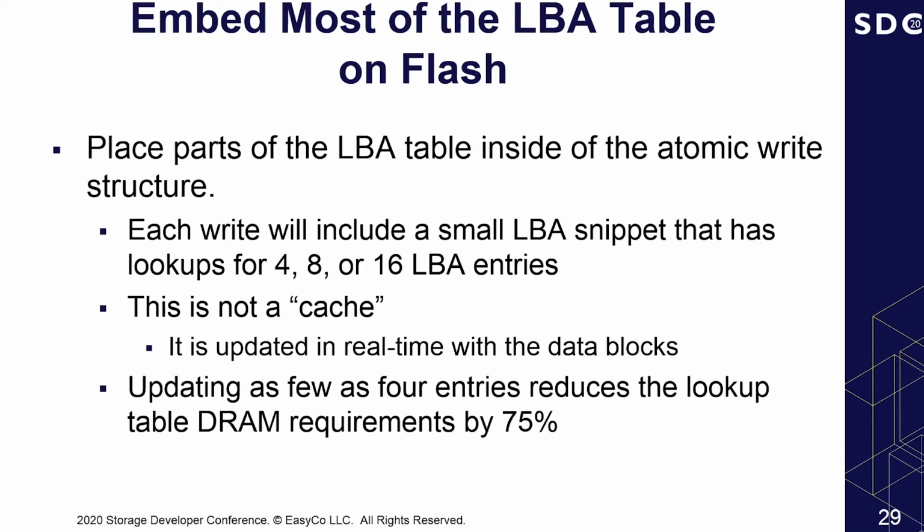The first step is to embed most of the LBA table on Flash. Many people have tried swapping big pages to Flash, but this doesn't work. It produces too much write amplification and causes all sorts of edge case issues, especially with random write workloads. But we can write very small snippets of the LBA table without killing the linear write efficiency of the mapping engine. The atomic write structure actually lends itself very well to writing multiple very small segments. Even writing a 4-entry table gives you a 75% reduction in DRAM usage.